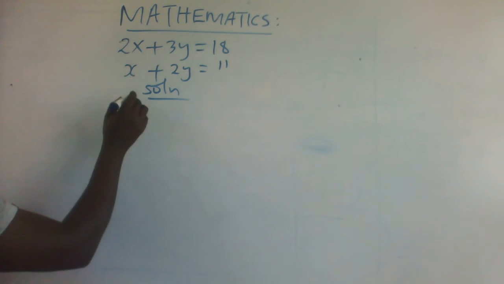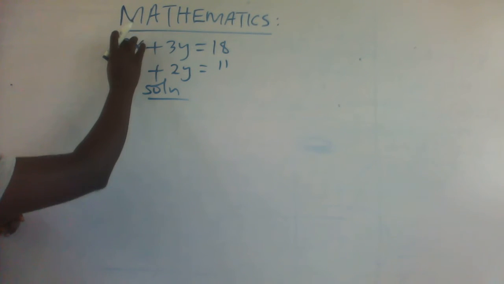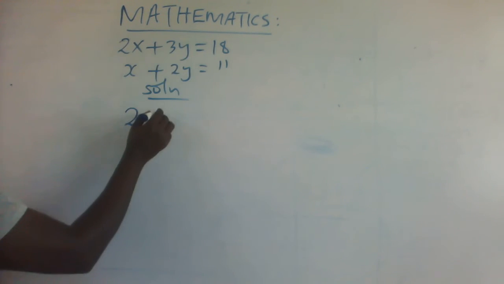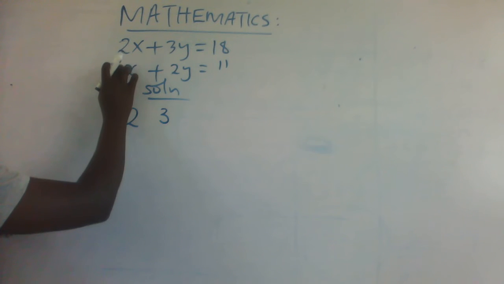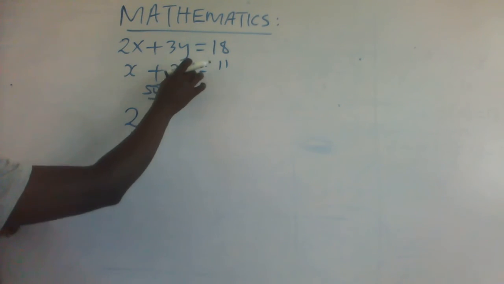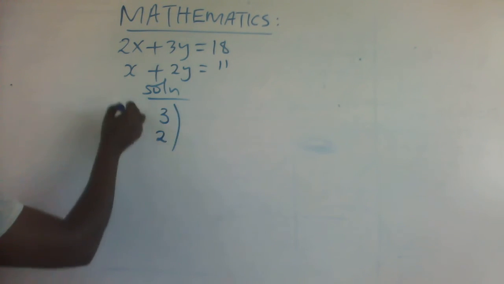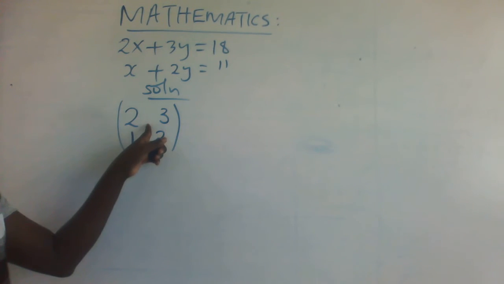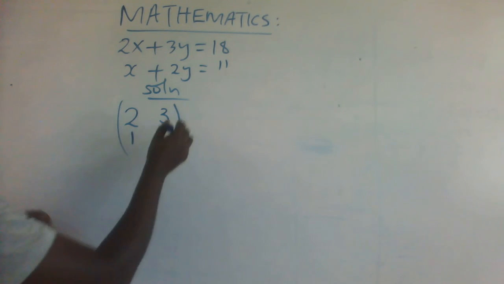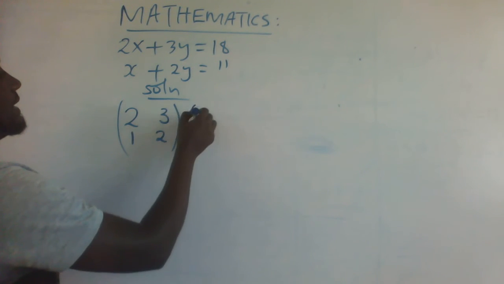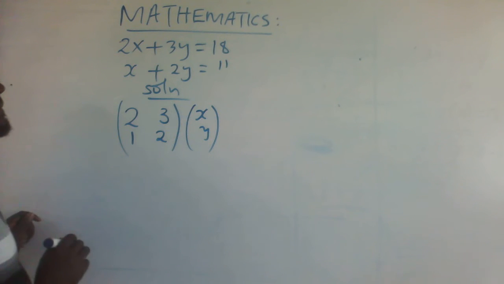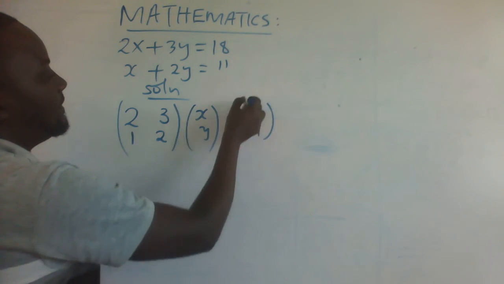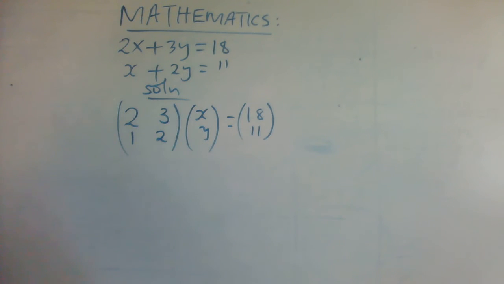And here, we get the elements like 2, 3. The coefficient of x is 1. The coefficient of y is 2. And this is a matrix of order 2 by 2. Then times x, y equals 18, 11. You express it like that.